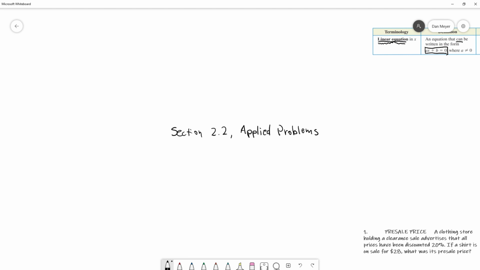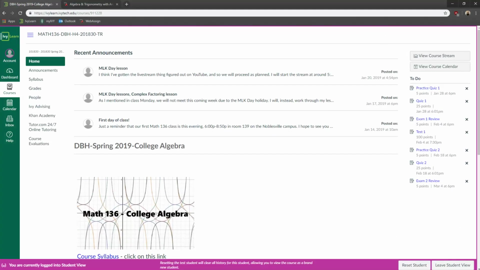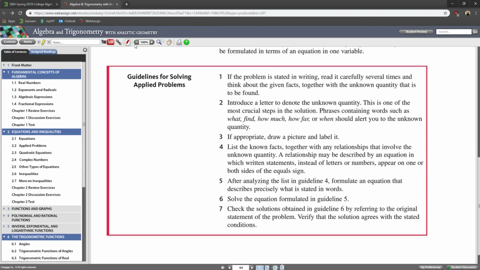Now most textbooks, ours included, have some strategies for dealing with applications or applied problems. Here's our textbook's guidelines for solving applied problems. The gal who presented the story problems in the Math 136 YouTube channel videos had a slightly different list of things, and her list is just as good as this one. But let's go ahead and just read through this real quick.